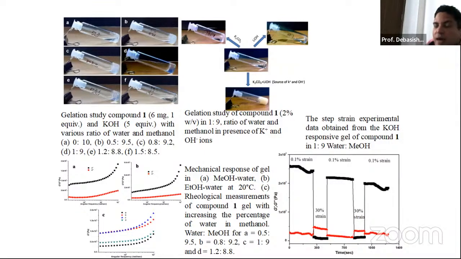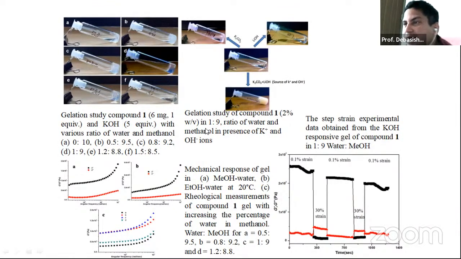So the water is very important for this purpose. Without water, there will be no gel. We have studied different compositions, and we figured out that 9:1, so 9 parts methanol and 1 part water, is the best composition to develop this gel. And we have studied other metal ions, like sodium hydroxide and lithium hydroxide; the gel does not form.